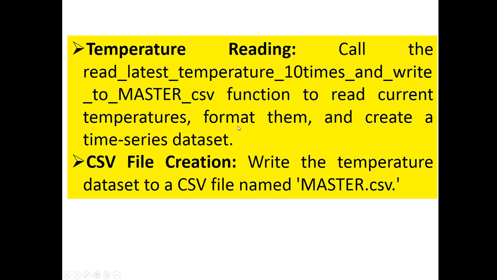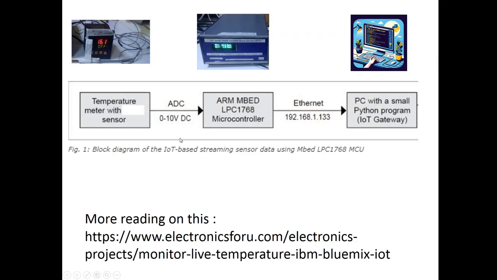To read temperature, format it and create a time series dataset, and also how to write into a CSV file, we will be discussing in master.csv. So the block diagram looks like that. You have a temperature meter with sensor. You can see that this is a small temperature sensor and heater here, and this is a simple temperature meter, which is very commonly available locally. This gives us 0 to 10 volt to this particular device.